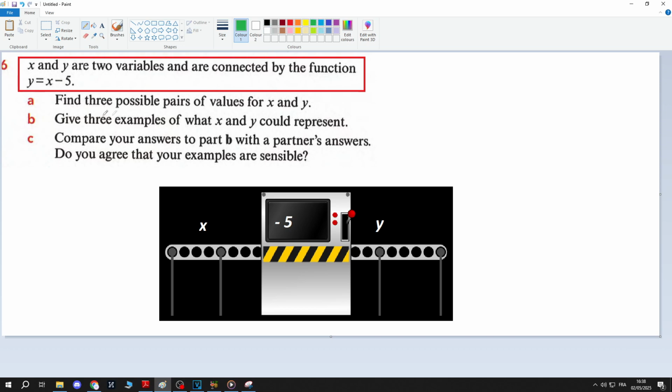So let's read A. Find 3 possible pairs of values for x and y. Again, when they say find 3 possible pairs, they're not trying to trick you. They're not trying to tell you, hey, I need this specific number. They are giving you freedom to choose whatever you want. So think of it as us doing the exercise backwards. They gave us the x, they gave us the y, they gave us the relationship between x and y. For this case, it's minus 5. But now we are going to choose our own numbers. So let's look for a few numbers that we could replace x by. And I will choose these numbers.